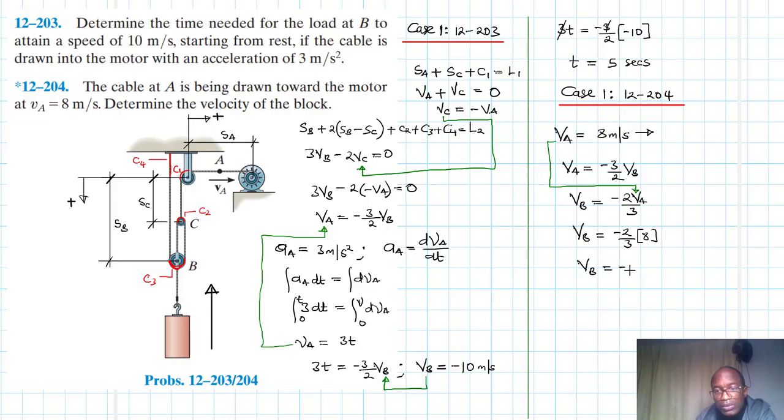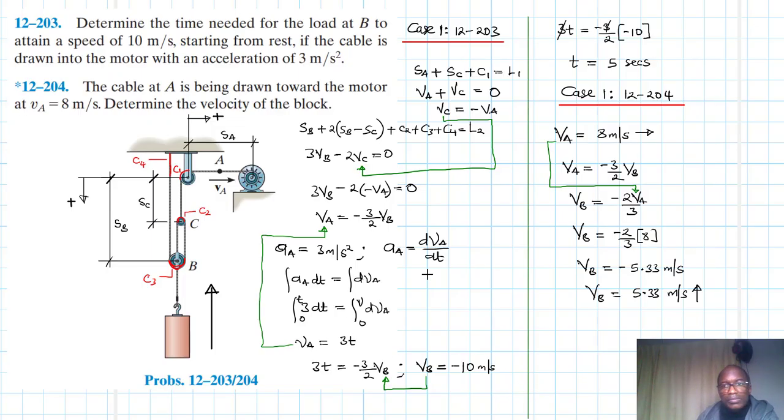This just becomes 5.33 meters per second, or V_B is equal to 5.33. I remove that minus. It simply means the block is going up, which is negative because we assumed going down as positive. All right, I guess we are done.